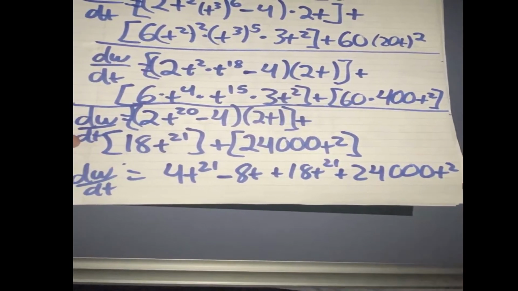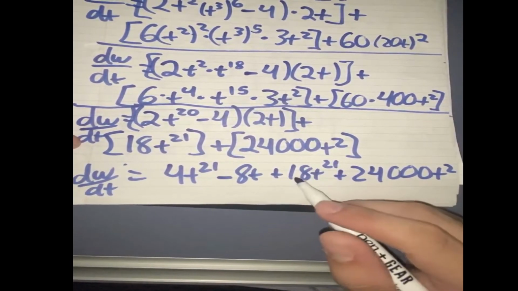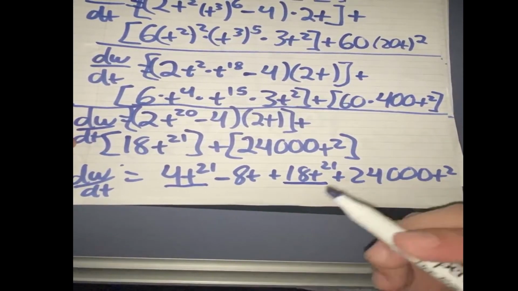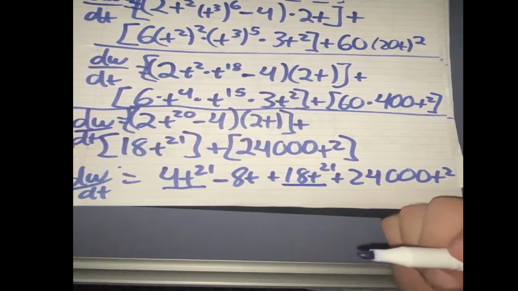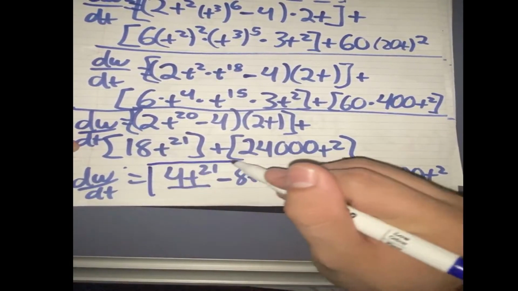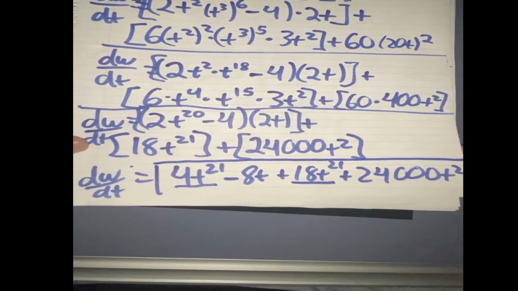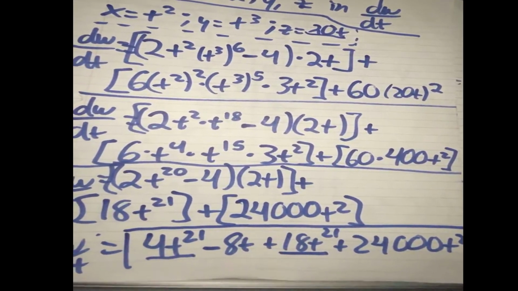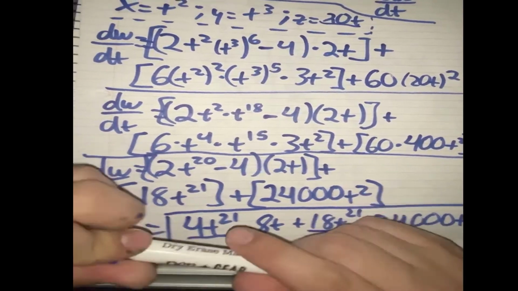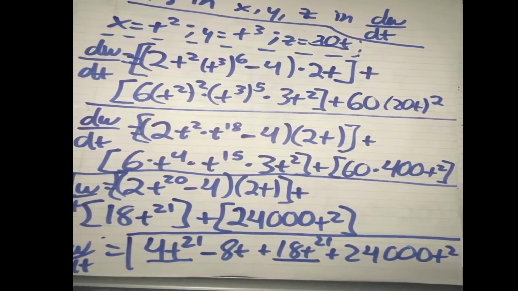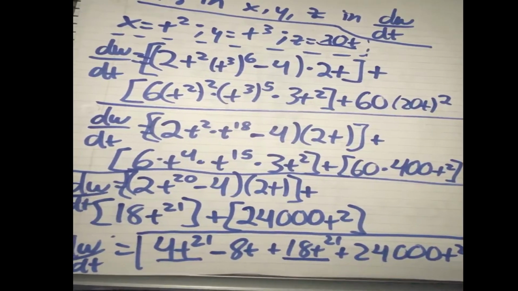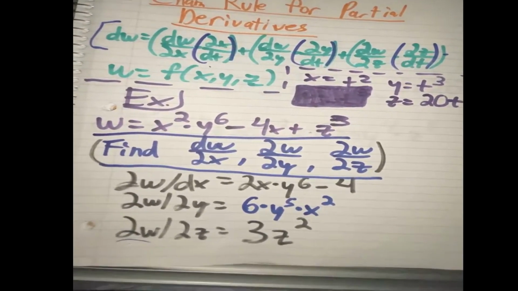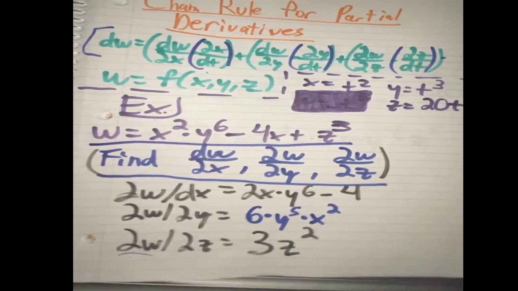But I'll leave it as this, but just know that you can simplify the 18t squared with the 4t and you'll get 22t squared. But I'm not going to do that. I think I'll leave it like this for now. But that's basically how you take the chain rule applying partial derivatives. It is actually a lot of simplifying when you have to substitute these terms back into the equation. But in retrospect, we're going to go over everything we did because the process is very easy. It's just a lot of simplification.